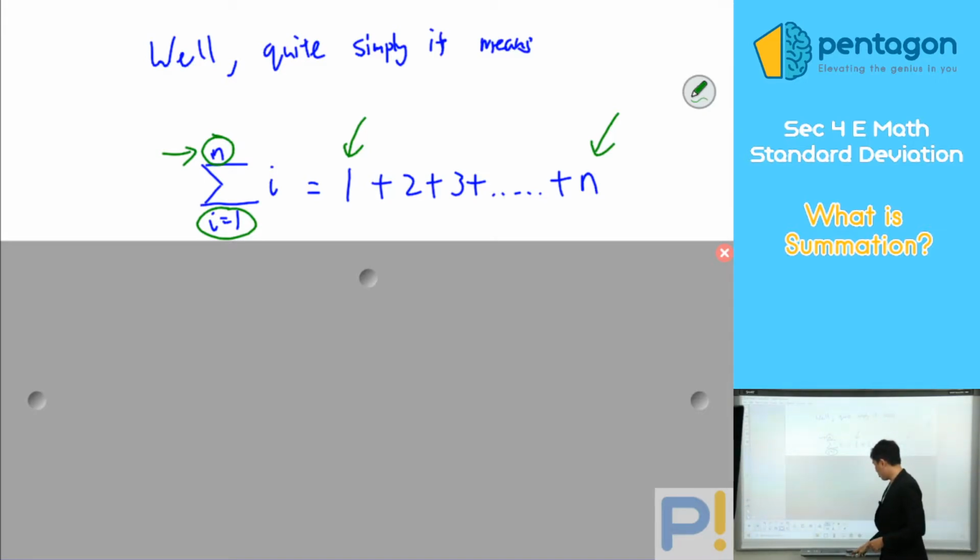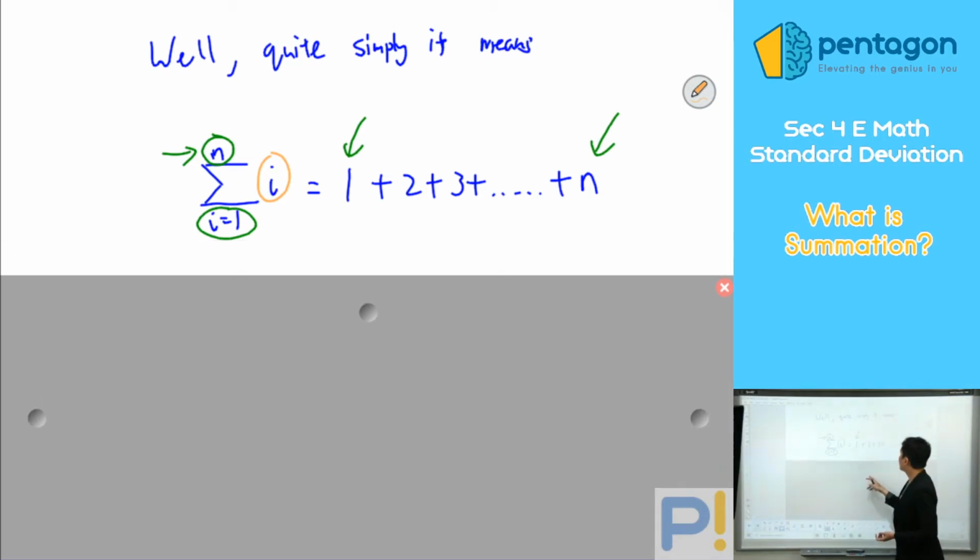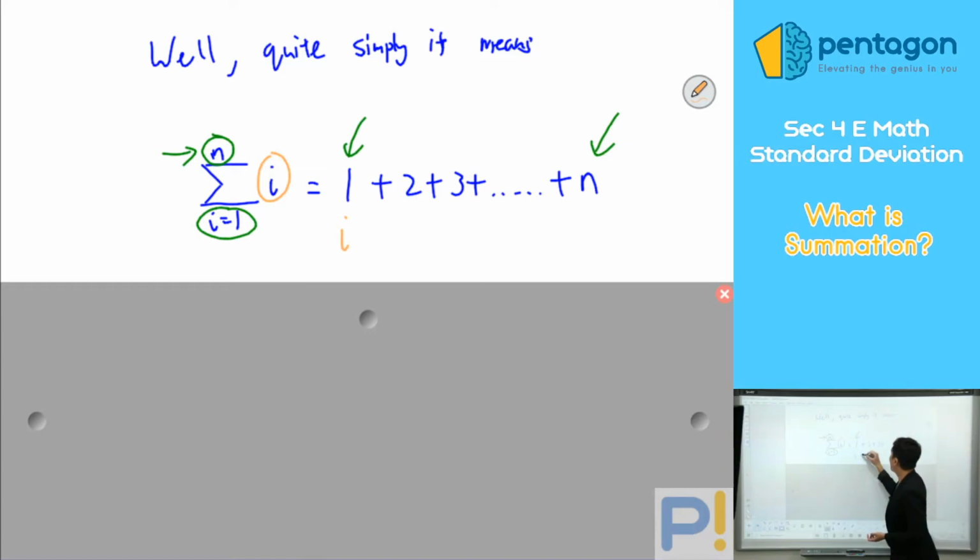Next, let's talk about this one. What is i? Right, so i is actually just a variable. It takes on many different values, right? So on the right hand side, I could say that we're actually adding up i n times. Yes, but this i changes value every single time.